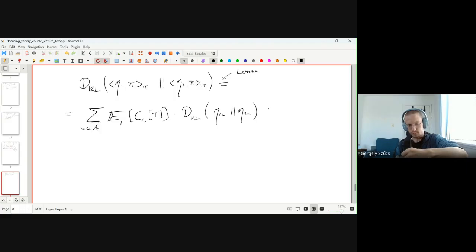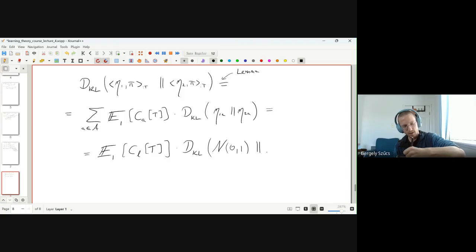So this is going to be equal to the expected number of times under bandit 1 that the Lth arm is pulled, times the KL divergence between eta 1 for that arm, which was just a mean 0, variance 1 normal distribution, and the other arm, which had a mean 2 delta and variance 1.